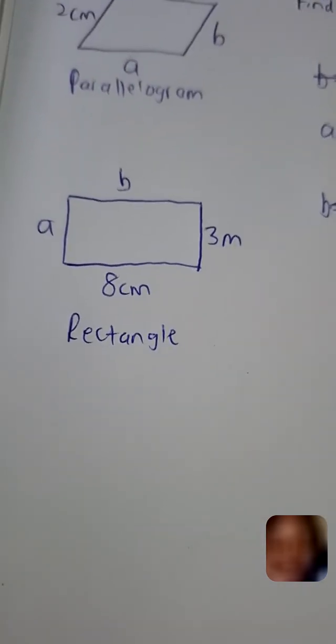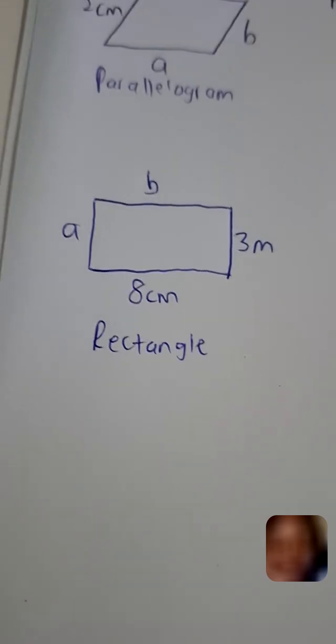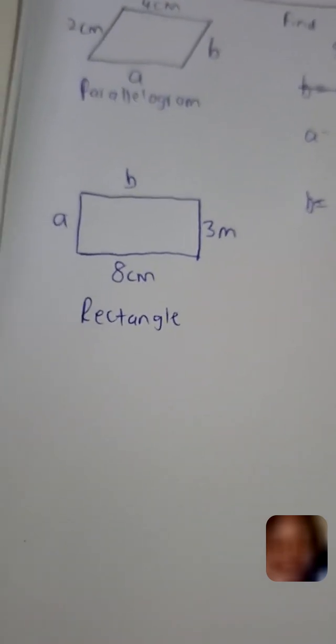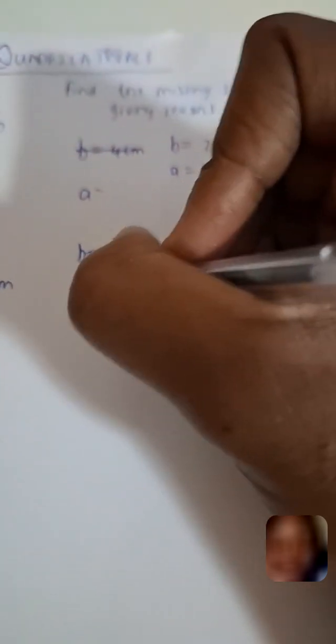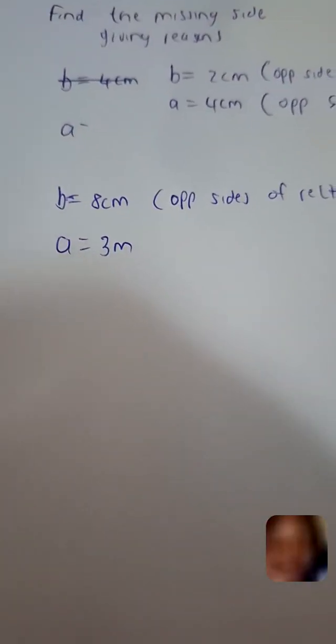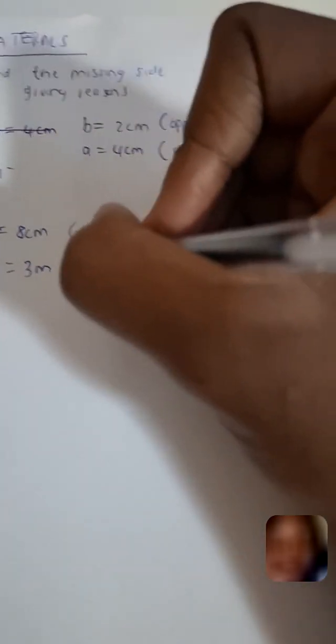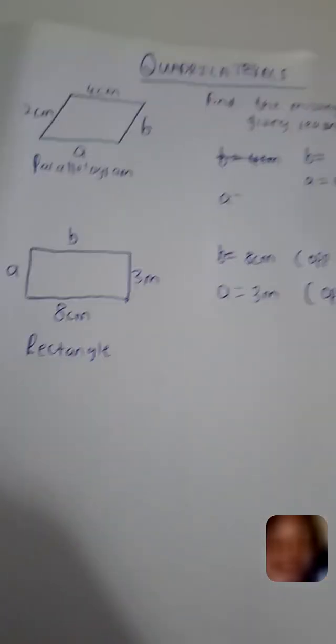Can I please see the shape again? Equal to 3 centimeters. No, 3 meters. Okay. I like the fact that you quickly saw that. That was kind of like a trick question. Okay, A is equal to 3 meters. And then the reason is opposite sides are equal, of a rectangle. So opposite sides of a rectangle are equal. Okay, spot on.